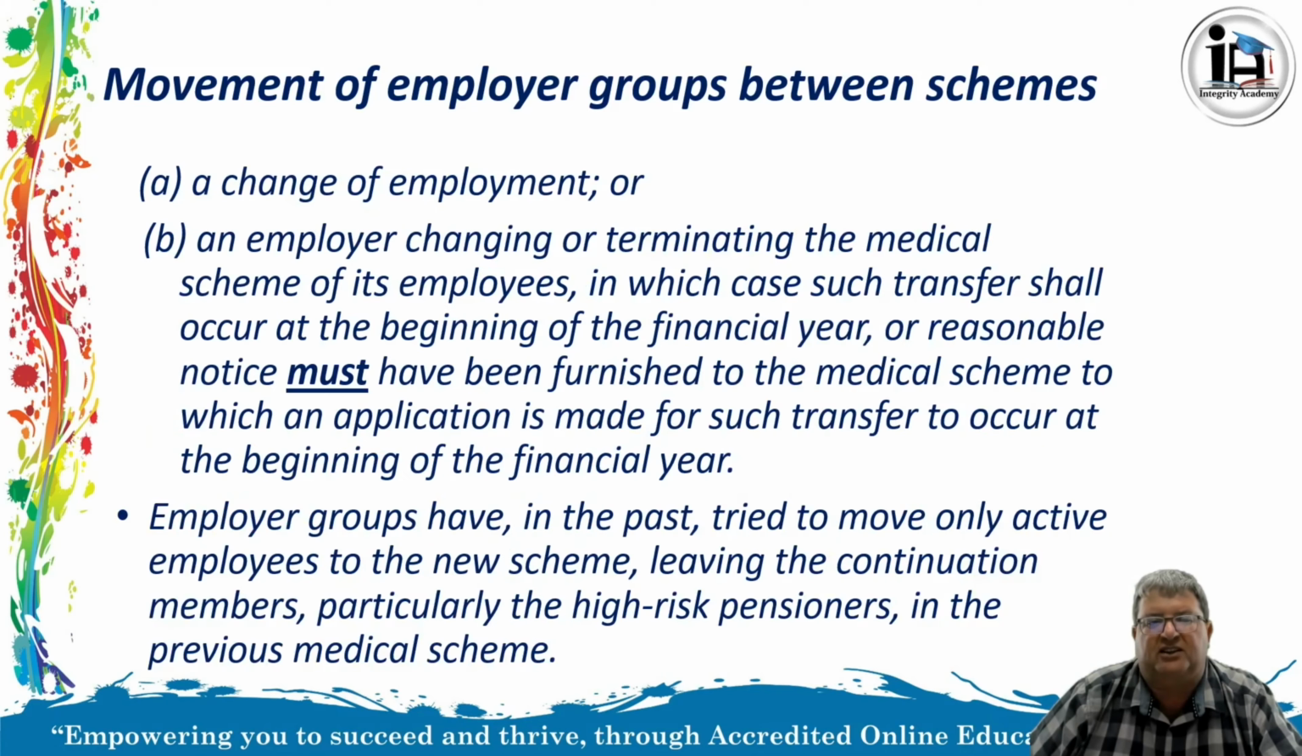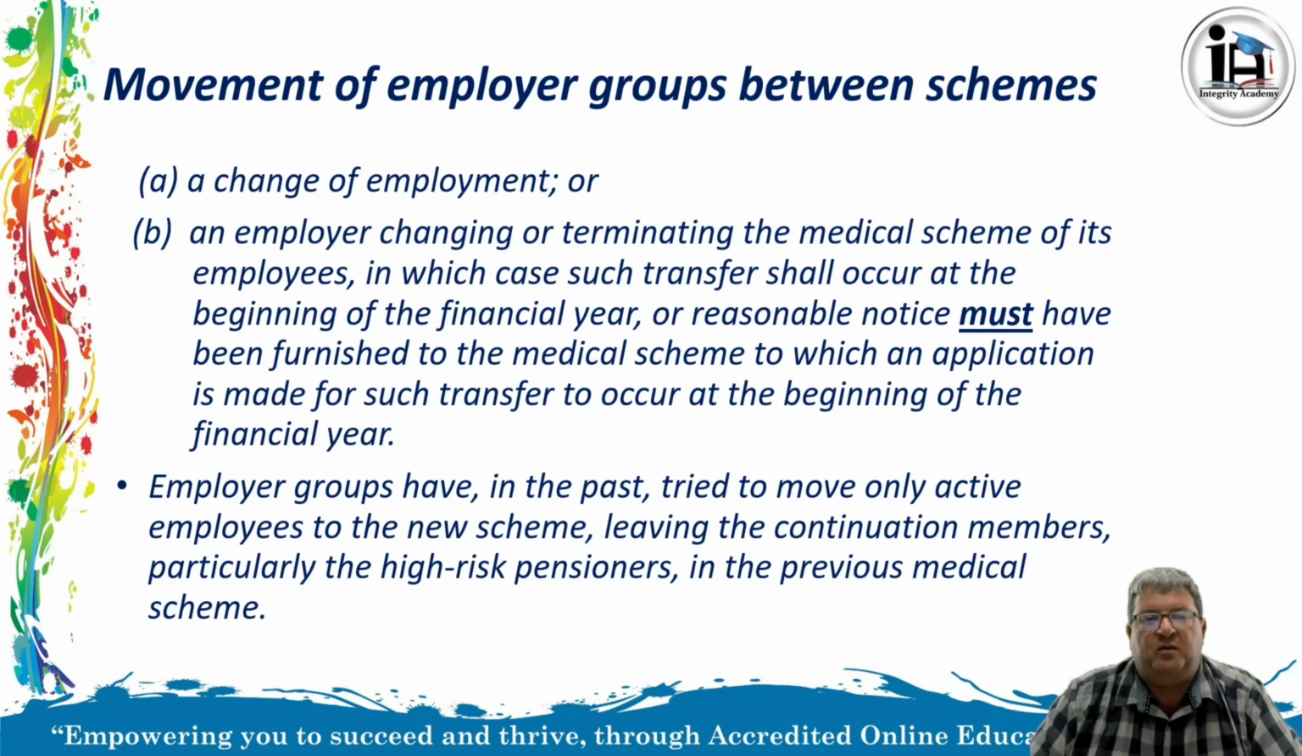one of the following: A, a change of employment, or B, an employer changing or terminating the medical scheme of its employees, in which case such transfer shall occur at the beginning of the financial year, or reasonable notice must have been furnished to the medical scheme to which an application is made for such transfer to occur at the beginning of the financial year. So remember, the changes you can only do from 1 January every year. Otherwise, they must give sufficient notice for the changes to happen on the 1st of January.